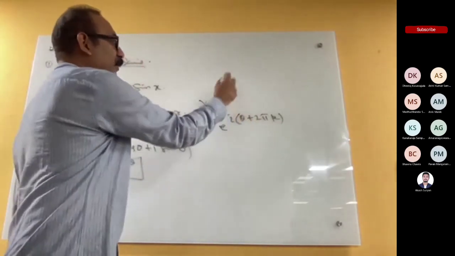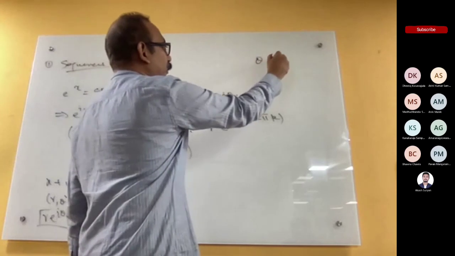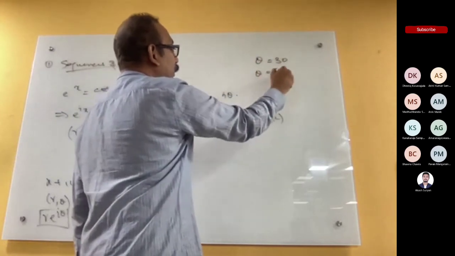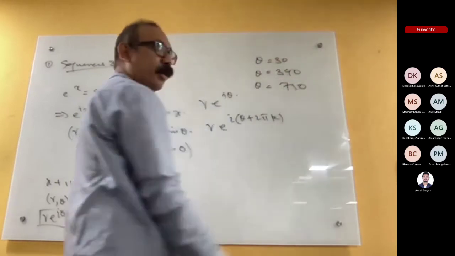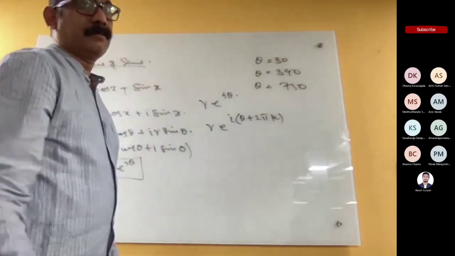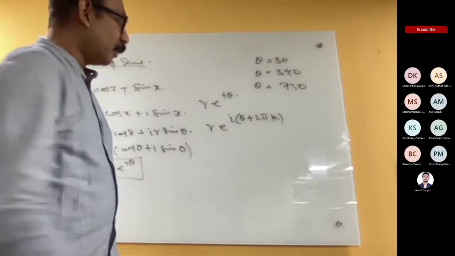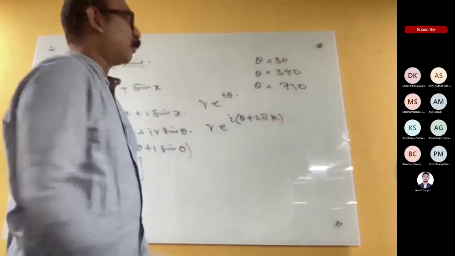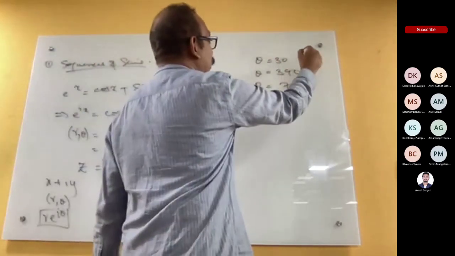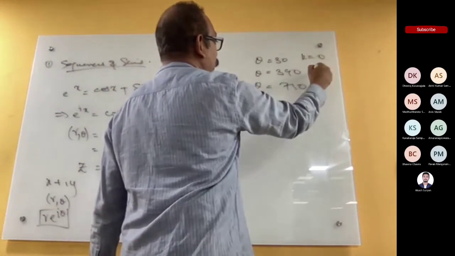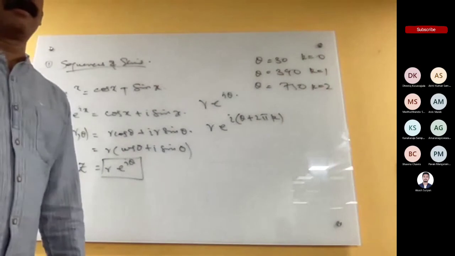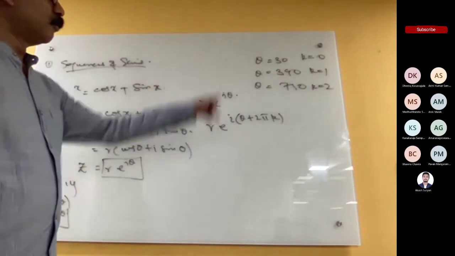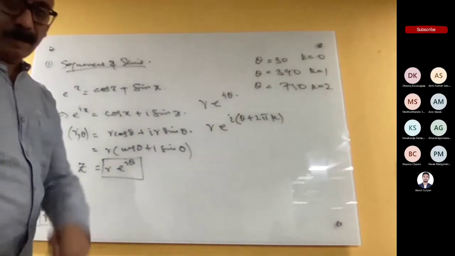When I say theta, whether theta is 30 degrees or theta is 390 degrees or theta is 750 degrees, they're all the same. What is k? Some integer multiple. Here k is 0, here k is 1, here k is 2. Okay. Correct. Fine. Got it. So you just keep doing it.